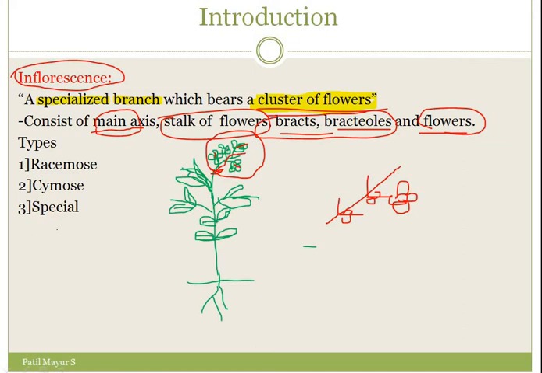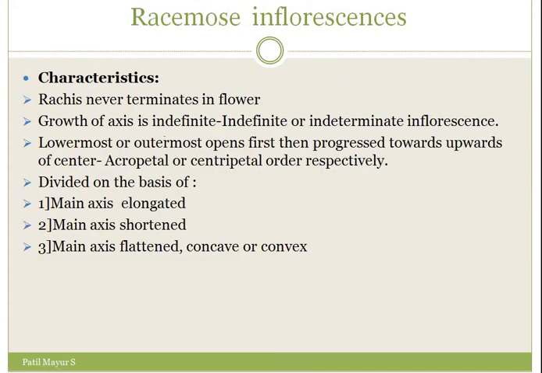After that, we will study different types of inflorescence. Basically there are three types of inflorescence. First one is racemose inflorescence, second is cymose inflorescence, and third one is special type of inflorescence. They are classified based on certain criteria. First of all, we will study racemose inflorescence. What is racemose inflorescence? We will see its characteristics in this lecture.